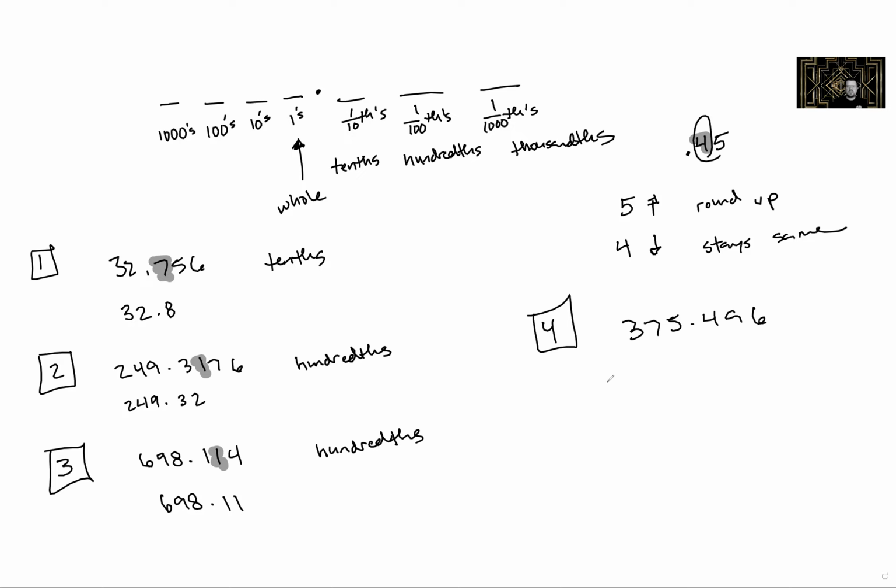375.496. Ask you to round to the nearest whole number. Whole number again, that's going to be rounding to the ones place. So highlight the number you're rounding to. Look at the number that's adjacent to it. That is 4 or lower. So rounding to the nearest whole number, this would be 375.